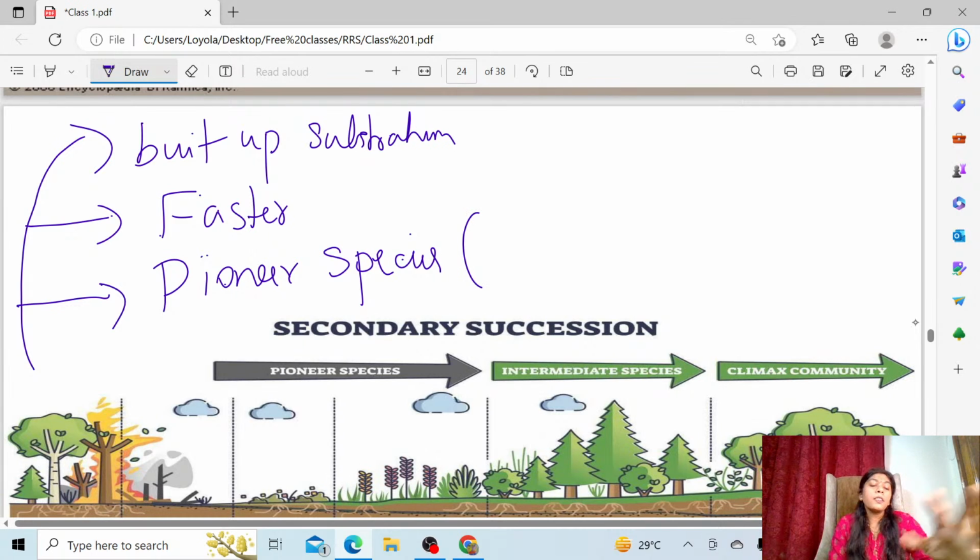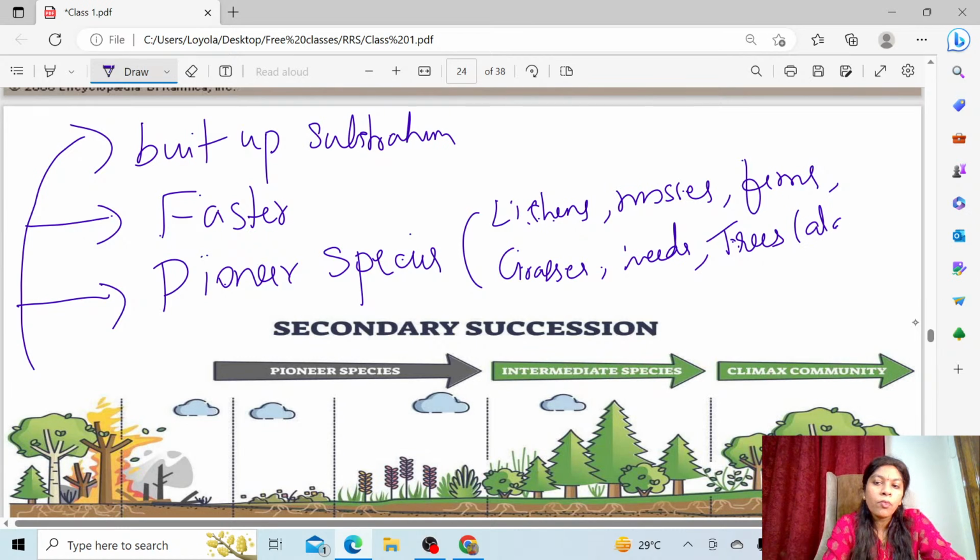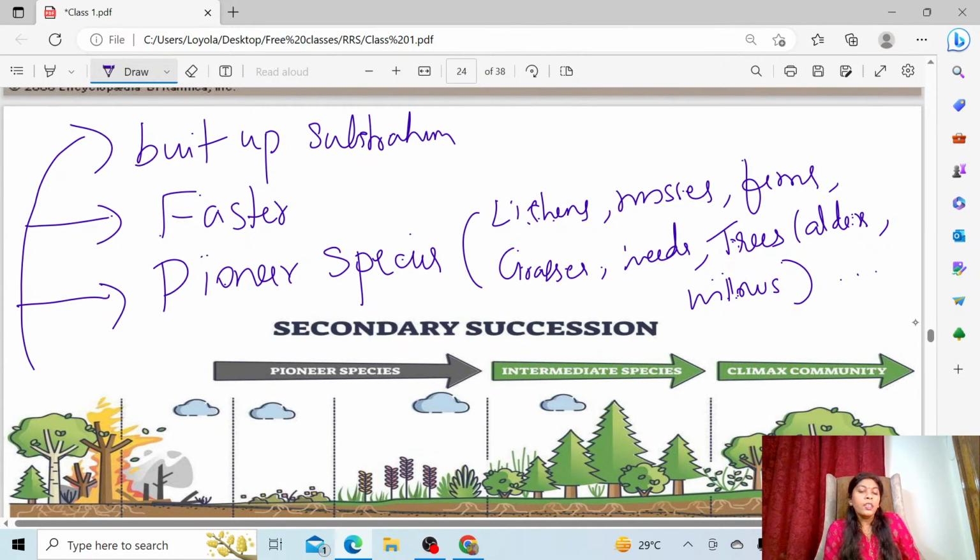But here it doesn't mean that lichens and mosses will not appear. Here they also will appear, but along with them, all these can be a pioneer community: lichens, mosses, ferns. So far they have not asked about pioneer community, but anytime the question can come. So be careful in this. Ferns, and some grasses, some weeds, fireweed like this will appear. Then the trees also will appear sometimes immediately, like alders, willows. All these can be pioneer species, right?